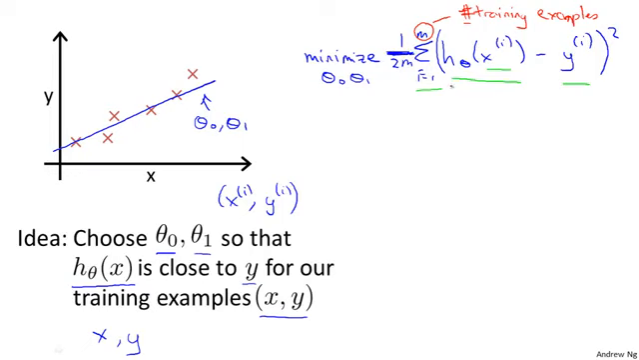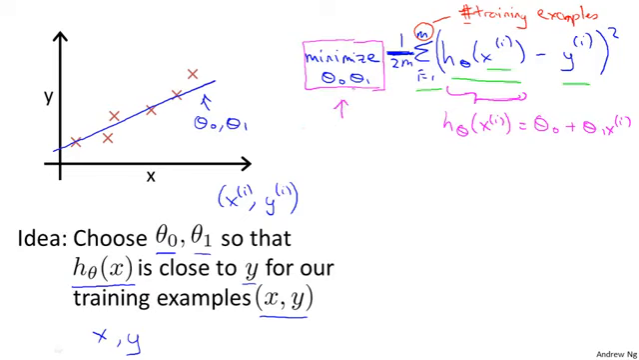And just make sure this equation is clear. This expression in here, h subscript theta of x, is our usual hypothesis, equal to theta 0 plus theta 1 x i. And this notation, minimize over theta 0 and theta 1, means find me the values of theta 0 and theta 1 that cause this expression to be minimized. And this expression depends on theta 0 and theta 1.